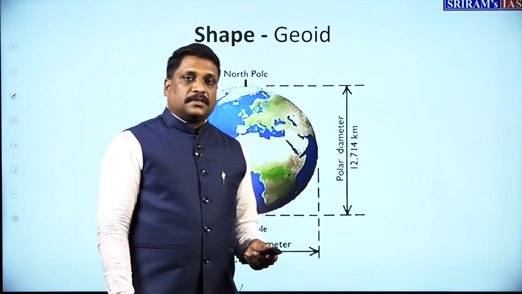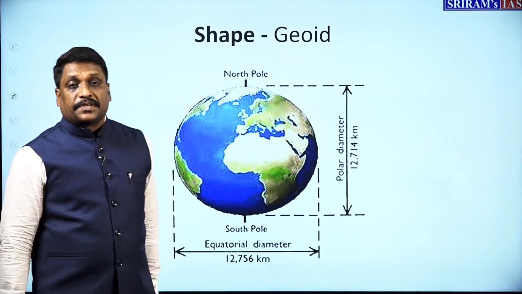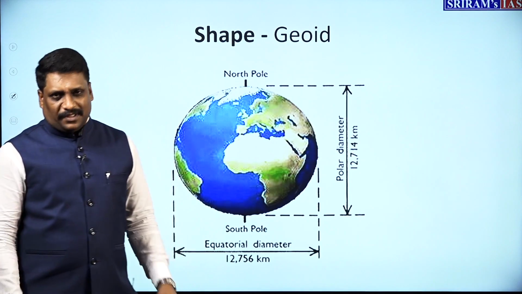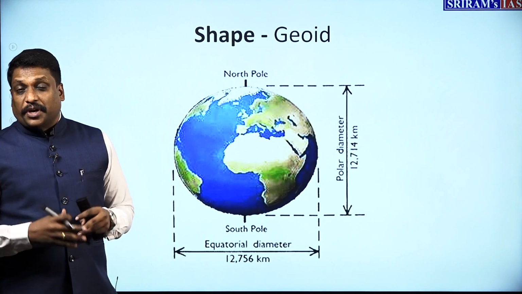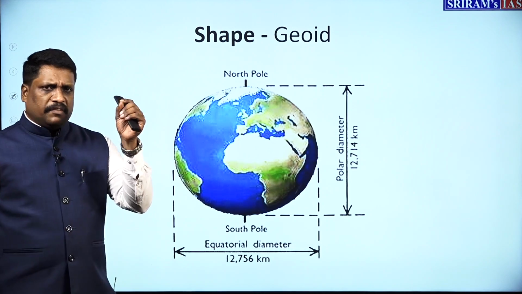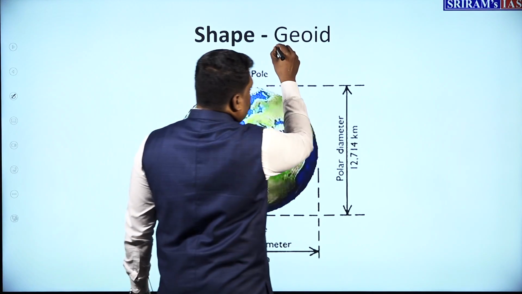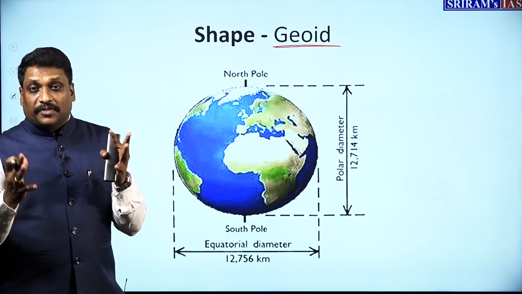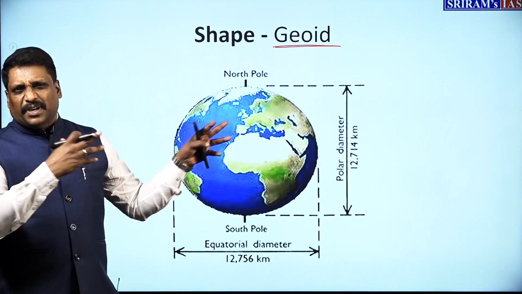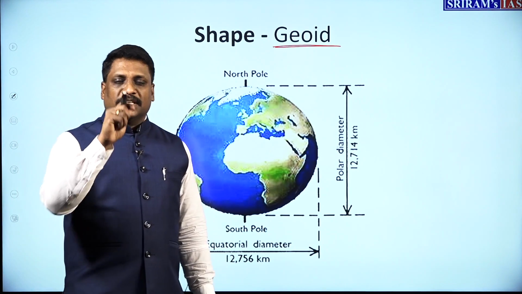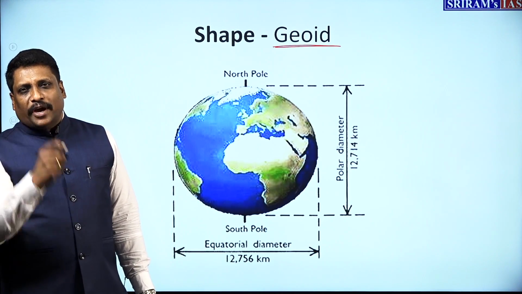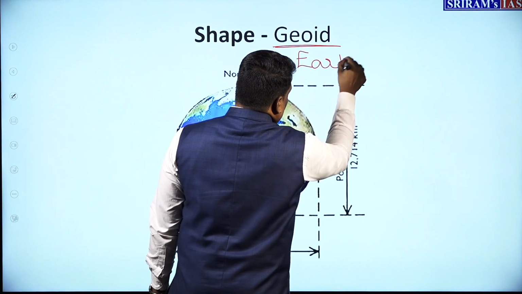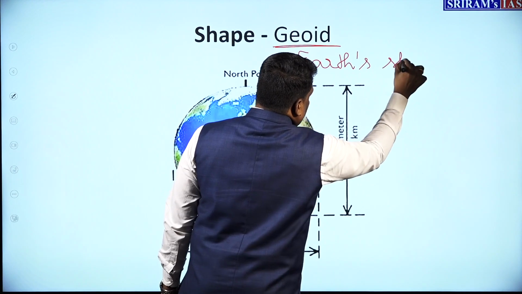Having said this, let me enter into this topic. As I said, very basic facts. Let me start with the shape of the Earth. If somebody is asking you, what exactly is the shape of the Earth? In one word, Earth is more like a geoid. The shape of the Earth is geoid. But if somebody asks, what exactly do you mean by this word geoid? My dear friends, geoid literally means Earth's shape. It literally means Earth's shape.